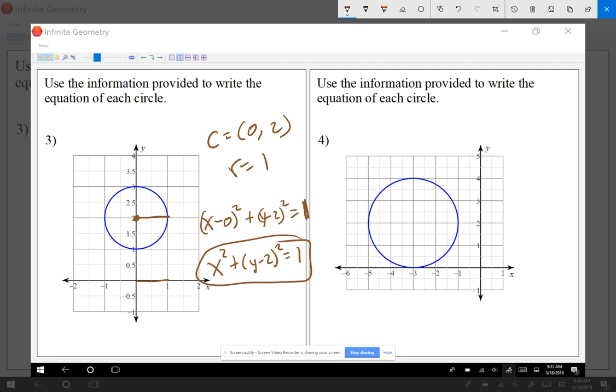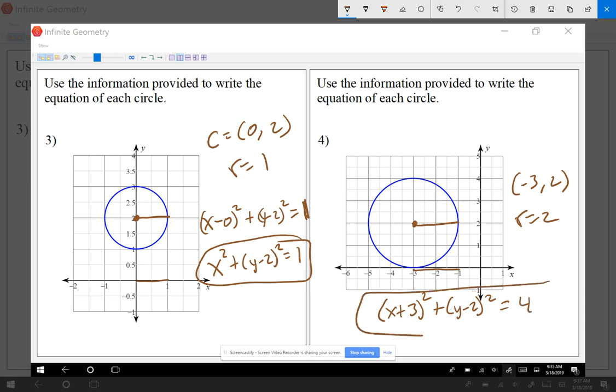When the value of the x or the y is 0, we're not going to write minus 0. We're just not going to write it. Looking at question number 4, looking at my graph, I can tell that the center is (-3, 2). Looking at the radius, if I reflect it on the x-axis, I'm going to say the radius is 2. So now that I know the center and the radius, my equation will be (x + 3)² + (y - 2)² = 4.